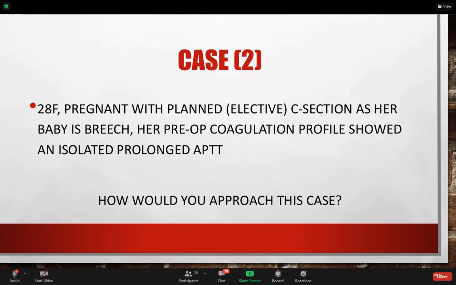A 28-year-old pregnant woman with a planned elective C-section as her baby is breech. Her pre-op coagulation profile showed an isolated prolonged APTT. How would you approach this case?